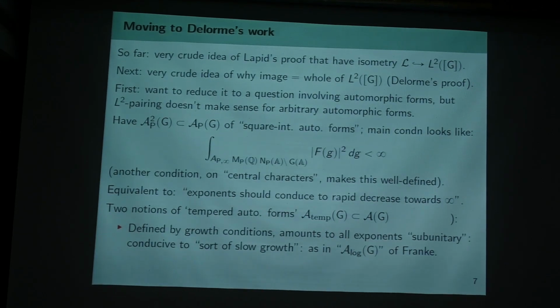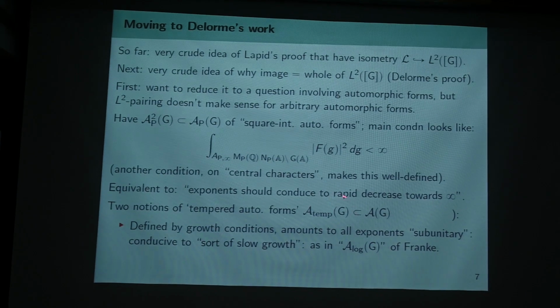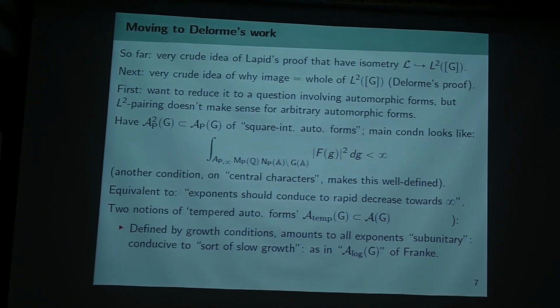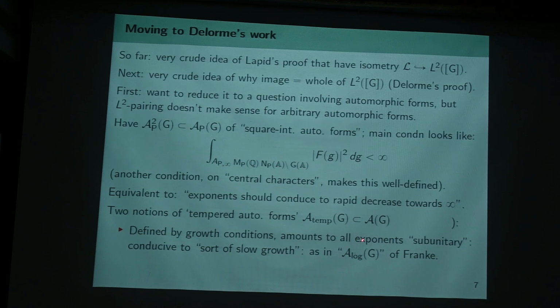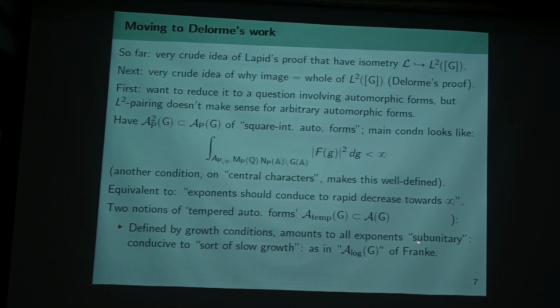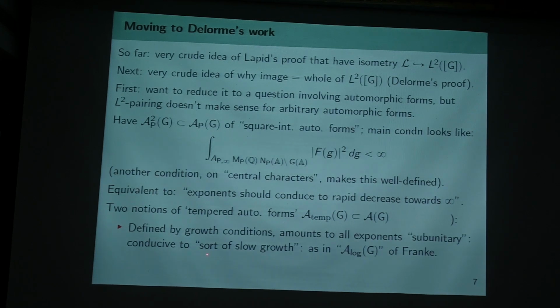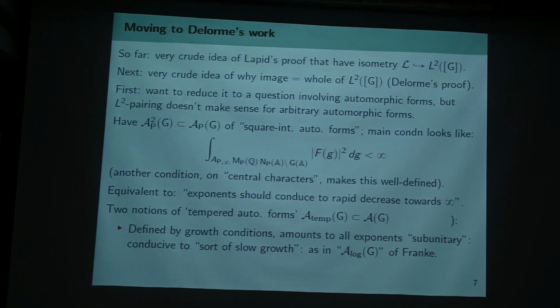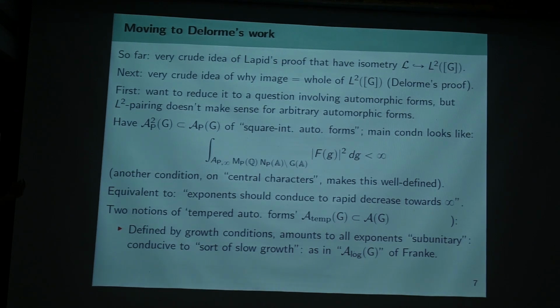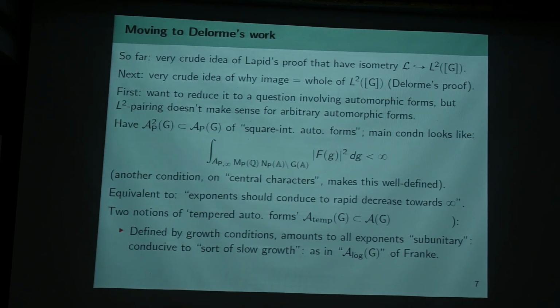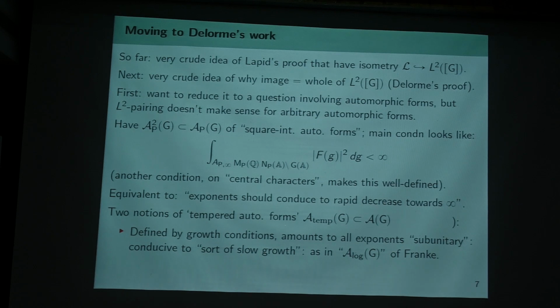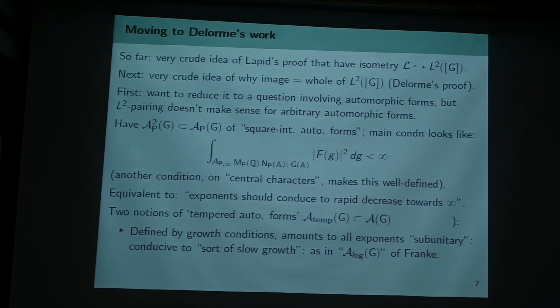Then we'll also need the notion of tempered automorphic forms. There is a space called tempered automorphic forms, A temp of G in A of G. One way to define it is a definition involving growth conditions, and it basically says that all exponents should be conducive to slow growth. I am not defining this precisely, but in the upper half plane, it says that the automorphic form should only grow like y raised to half as y goes to infinity. Because y raised to half times y raised to half, divided by y squared, if you integrate, that just gives a square integral. So this is the space that Franke denotes as A log of G.